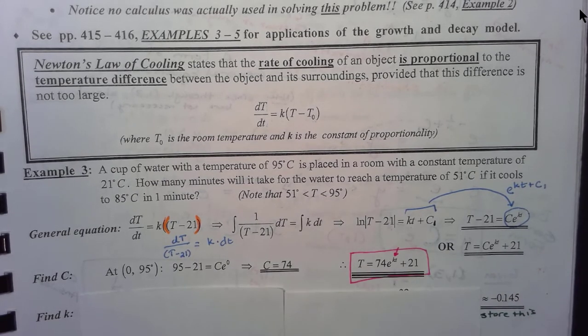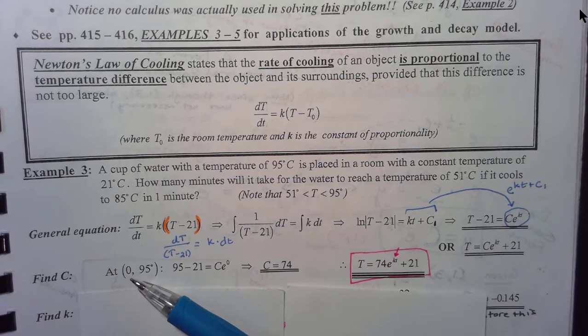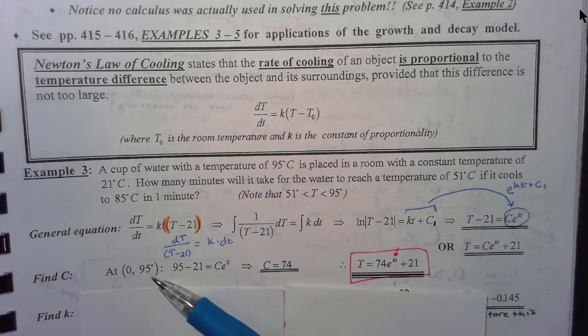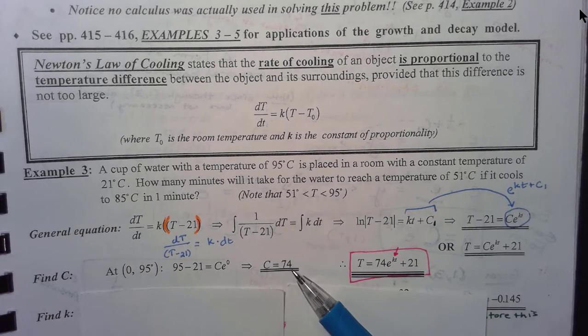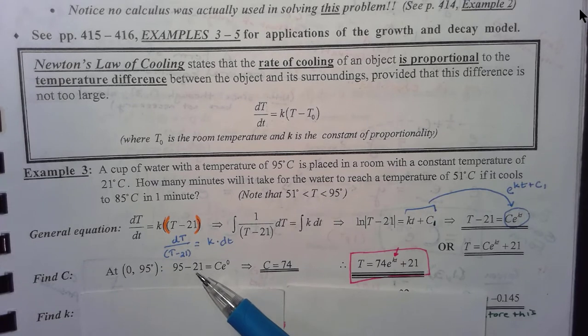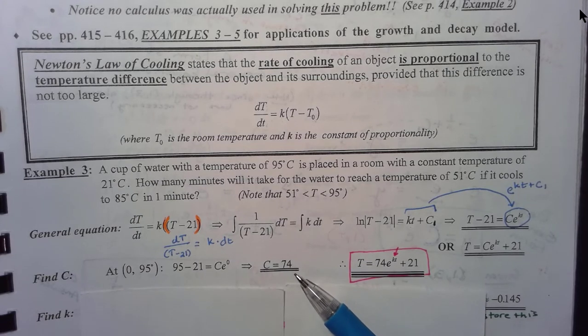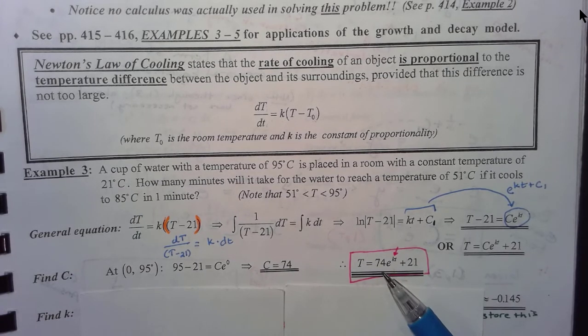And so we're going to find the particular situation for this problem. At time equals 0, our cup of water was 95 degrees. So our temperature difference is 95 minus 21, which is 74. So I have 95 minus 21 equals ce^(0), which gives us c to be 74. So there we have that.